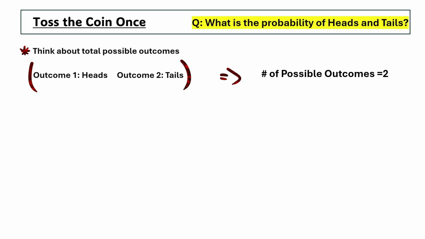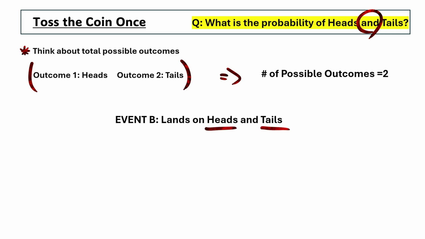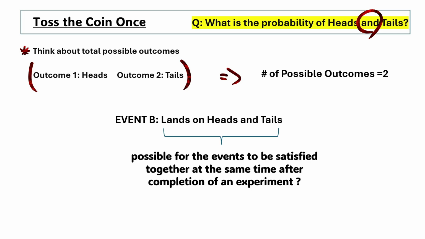Our next question is, what is the probability of coin landing on heads and tails? So instead of the OR statement, we now have an AND statement. And I'm going to call the event coin landing on heads and tails event B. So whenever you have an AND statement, you want to focus on the individual events and ask yourself if it's possible for the individual events to be satisfied together at the same time after completion of the experiment. If yes, then we have more work to do. We have to figure out what the probability is. If no, then probability of the event is going to be 0.